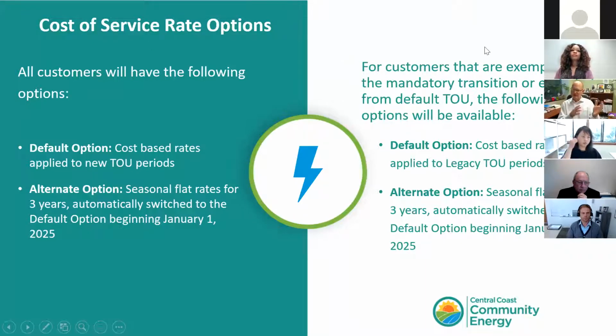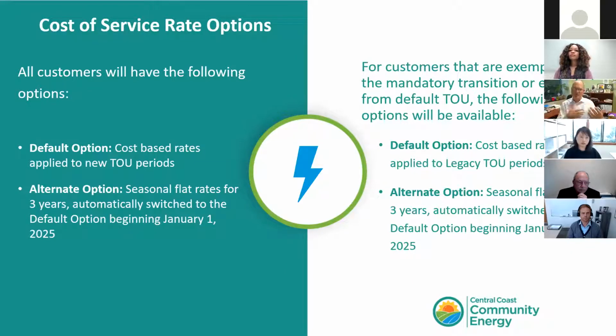So that on the left is the majority of customers. Now there are some customers, and just like we talked about in the time of use transition, there's some exceptions. There are some customers that are exempt from the mandatory transition to this cost of service rate option. For them, those customers will also have the ability to either be on a default option or be on an alternate. For them, the default option is a cost-based rate, but it's really applied to the legacy or the historic time of use period.